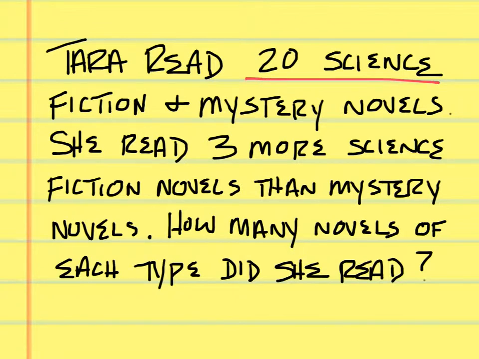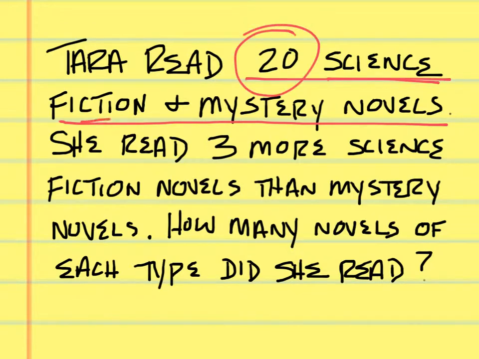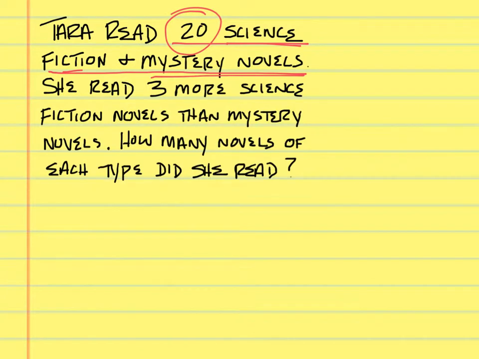Tara read 20 science fiction and mystery novels. So that means when I add the number of books she read in science fiction and mystery novels, I should get what? 20. She read 20 science fiction and mystery novels. So those 2 types of books added together should give me 20. What if I used S for science fiction and M for mystery? S plus M equals 20.